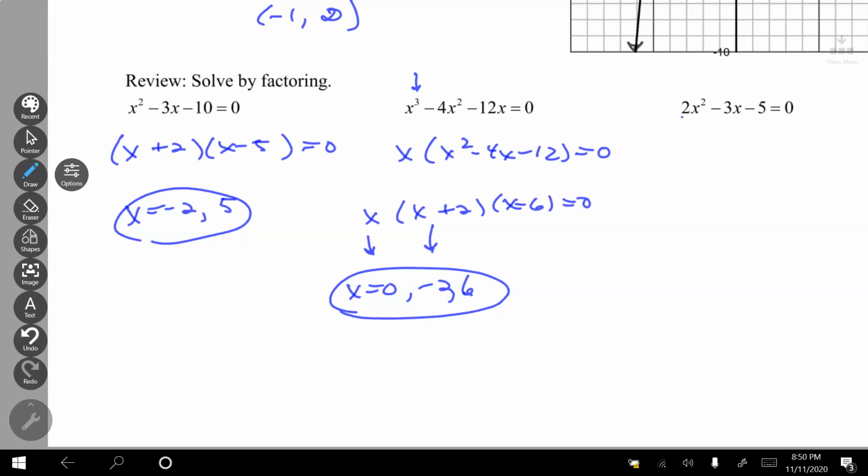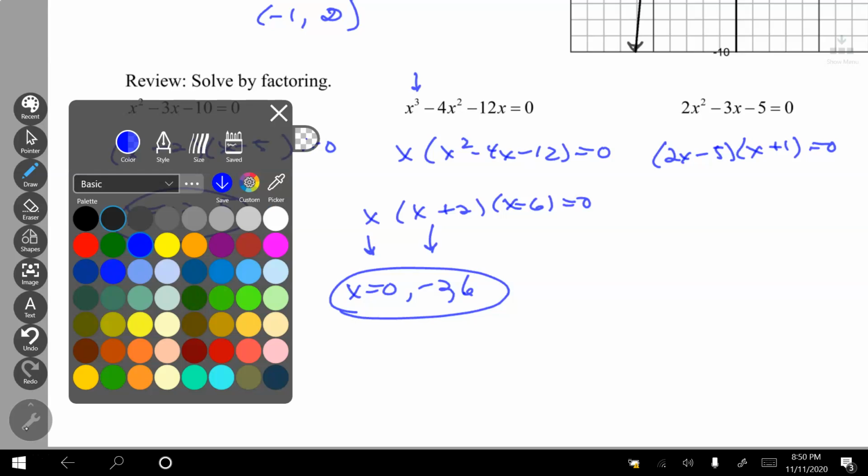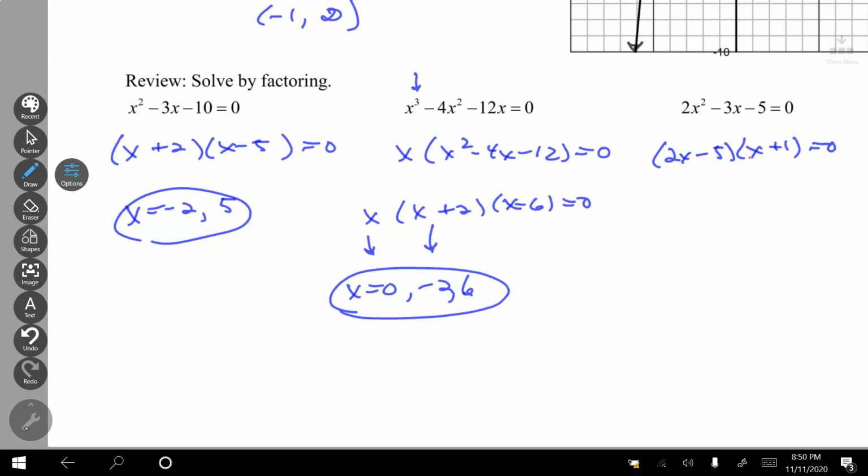And maybe one's a little bit harder because I have a 2 here. I don't do the whole Xbox method. If you have to do it, we can talk about it. But I look at this and I'm going to do plus 1 and minus 5. And I could check it. I quickly check. 2x times x is my 2x squared. Negative 5 times 1 is my negative 5. And my outer is positive 2. And my inner is negative 5x. And I get what I want in the negative 3x. I can set these equal to 0. And I get this x is equal to 5 over 2. And this x is equal to negative 1.